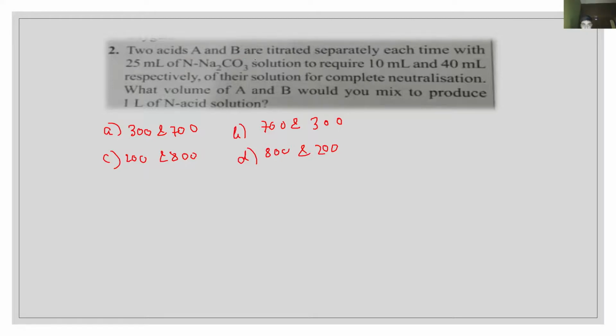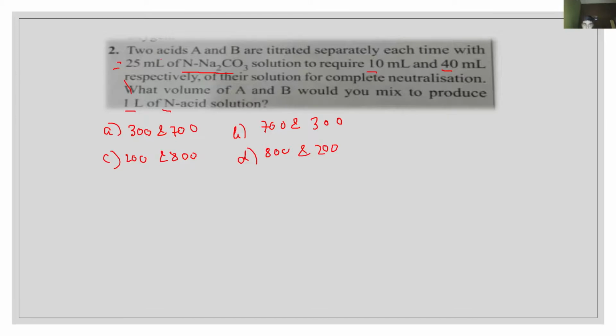Two acids A and B are titrated separately each time with 25 ml of N normal Na2CO3. We don't know what the normality is, okay, and how much volume is required. First, acid A required 10 ml and acid B required 40 ml respectively for complete neutralization. The question is, how much volume of A and B would you mix to make 1 liter, so that the new acid that is forming has the same strength as this one? Means it will also be N normal.